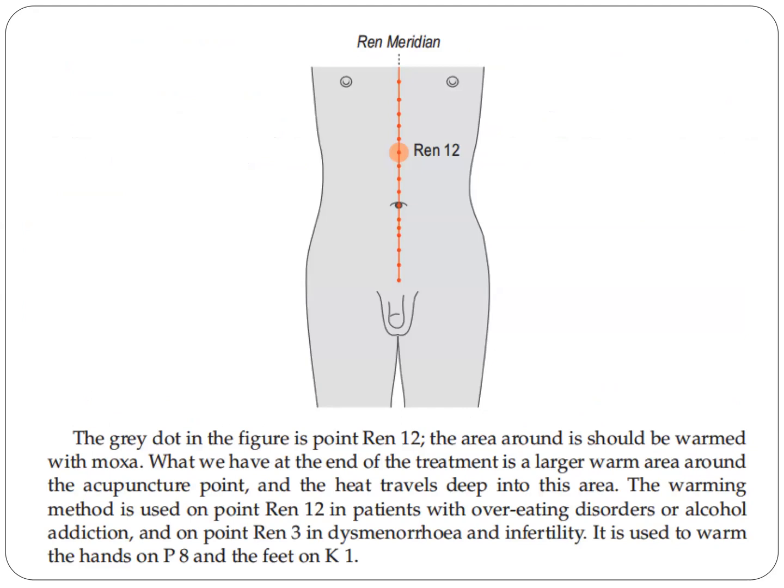So we have here an illustration of REN 12. The gray dot in the figure is point REN 12. The area around it should be warmed with moxa. What we have at the end of the treatment is a larger warm area around the acupuncture point, and the heat travels deep into this area. The warming method is used on point REN 12 in patients with overeating disorder or alcohol addiction, and on point REN 3 in dysmenorrhea and infertility. It is used to warm the hands on pericardium 8 and the feet on kidney 1.